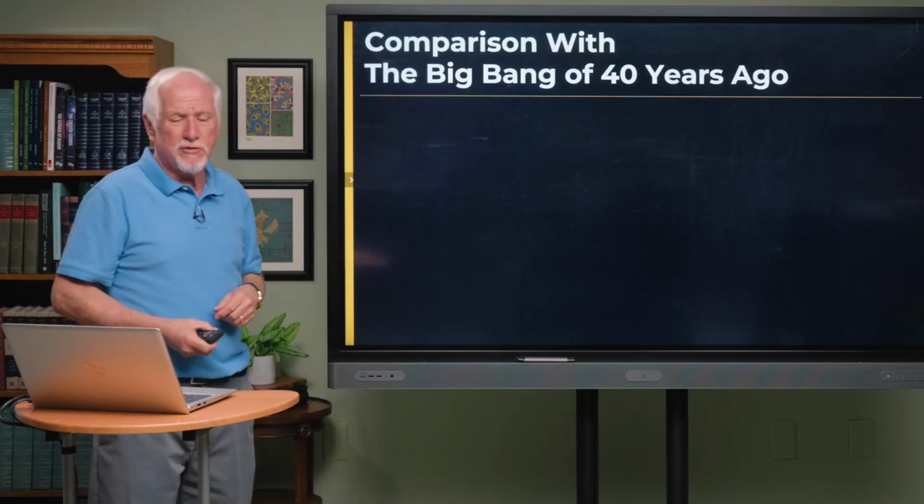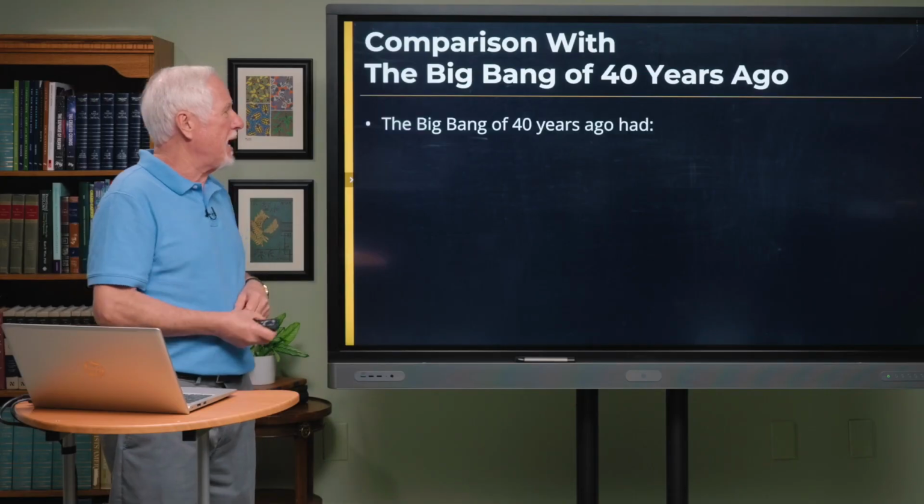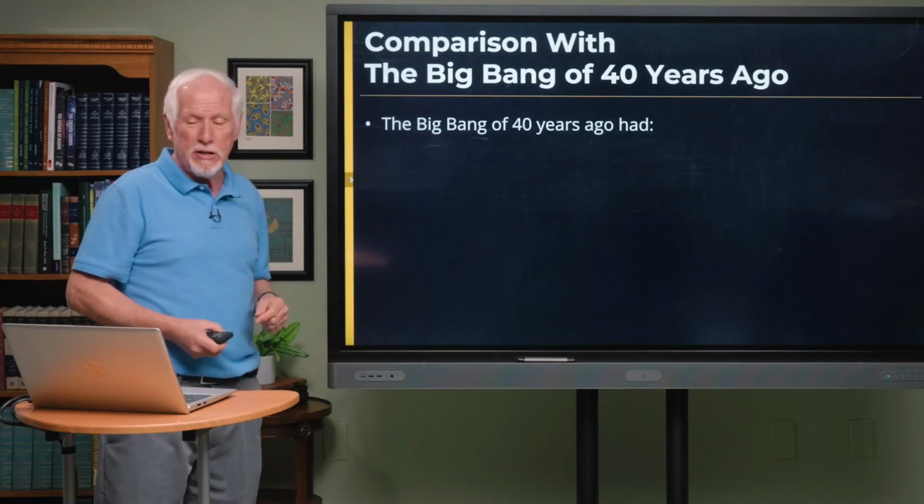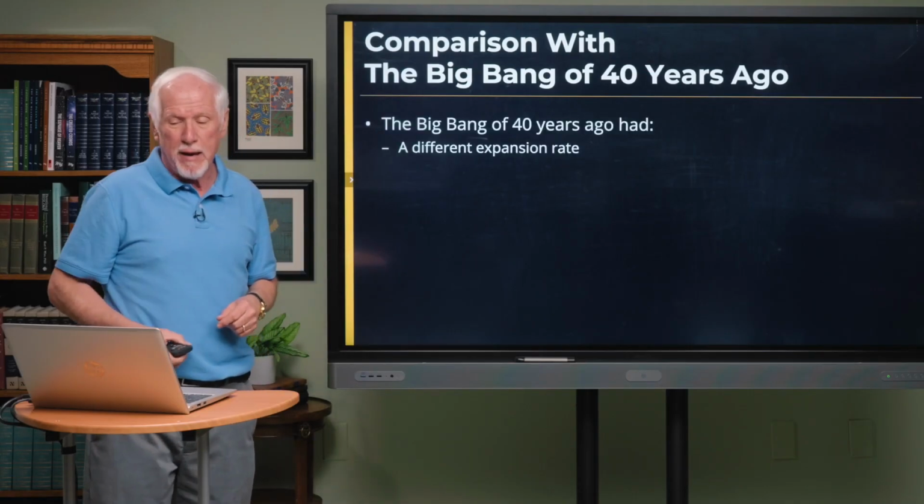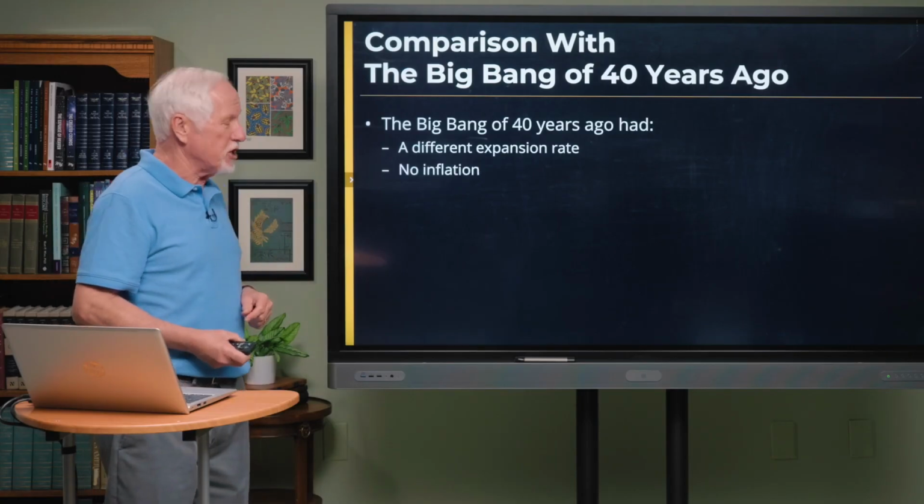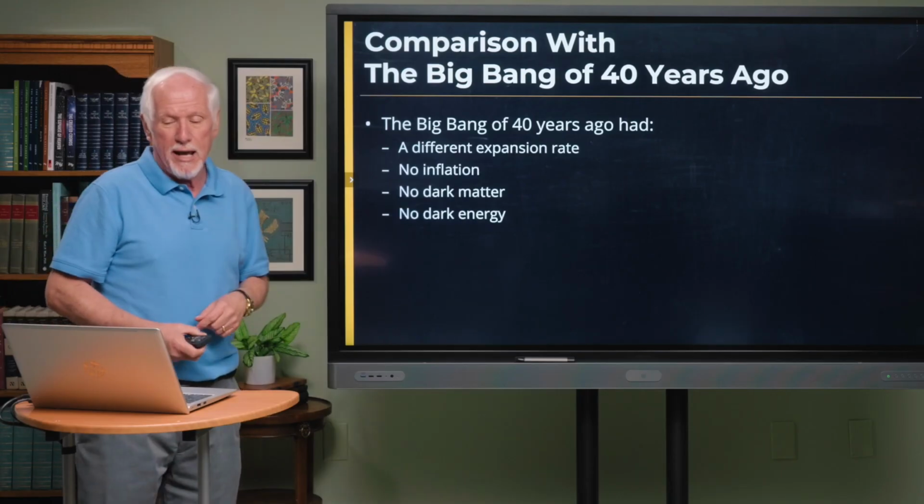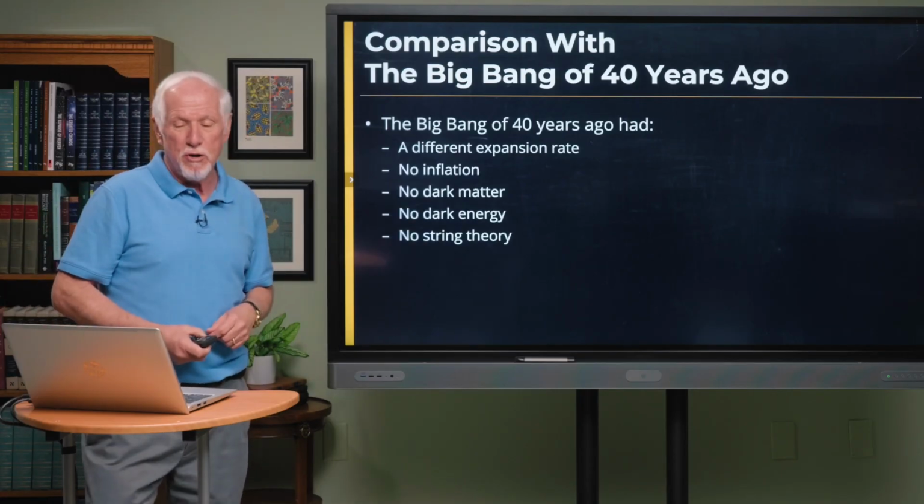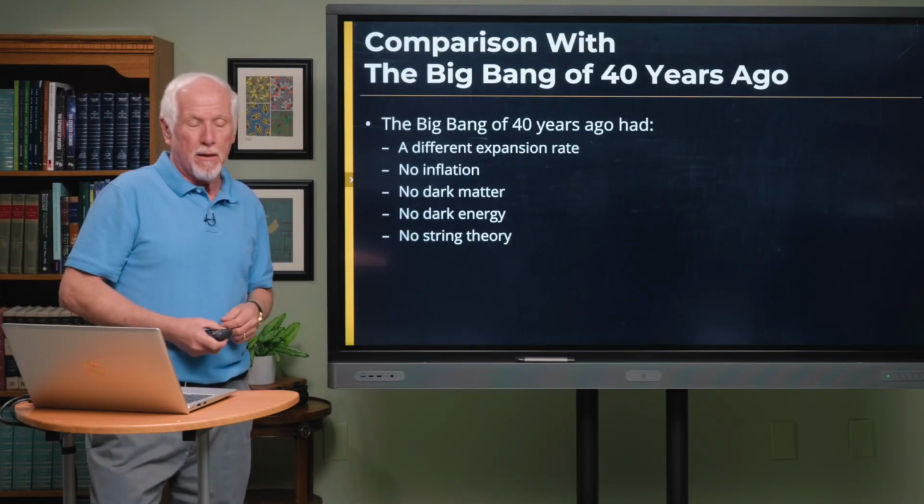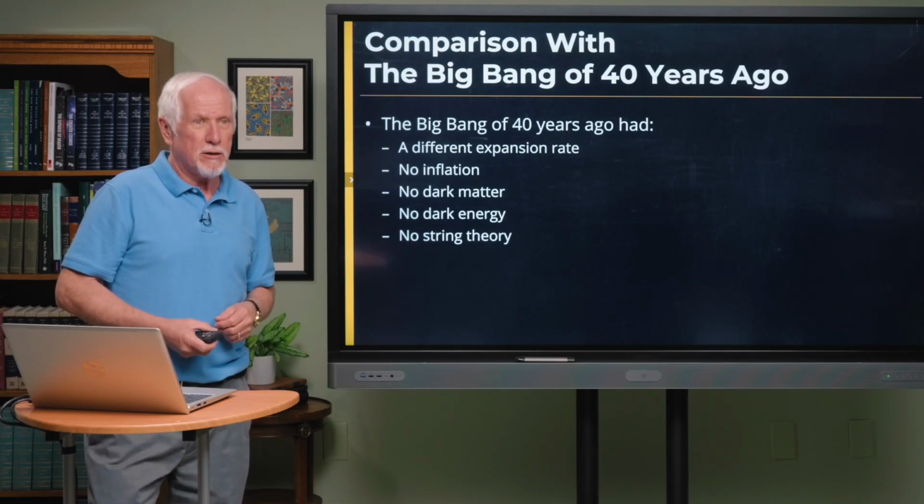So we can do a comparison of, say, 40 or 50 years ago, what the Big Bang model was like. Back 40 or 50 years ago, there was a different expansion rate. There was no inflation yet. There was no dark matter. There was no dark energy. There was no string theory, which I haven't talked about. In short, the model back then was totally different from the model today.